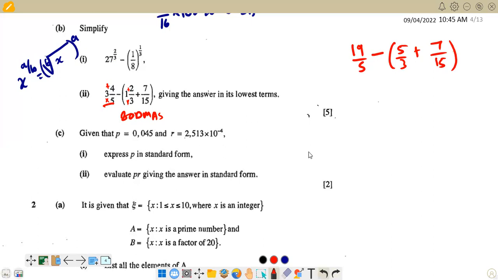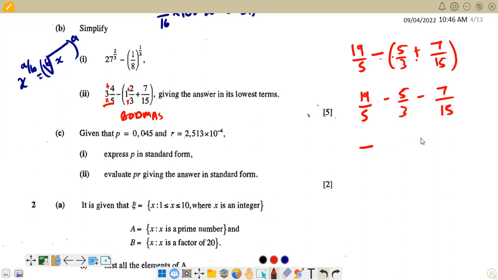So it means we can actually expand the brackets here by minus. Remember, it's one and the same thing. Or you can just combine these two first. I don't know what is best for you. You can simply multiply by a negative, which is 19 over 5, minus times this, which is negative 5 over 3, minus times a plus, which is negative 7 over 15.